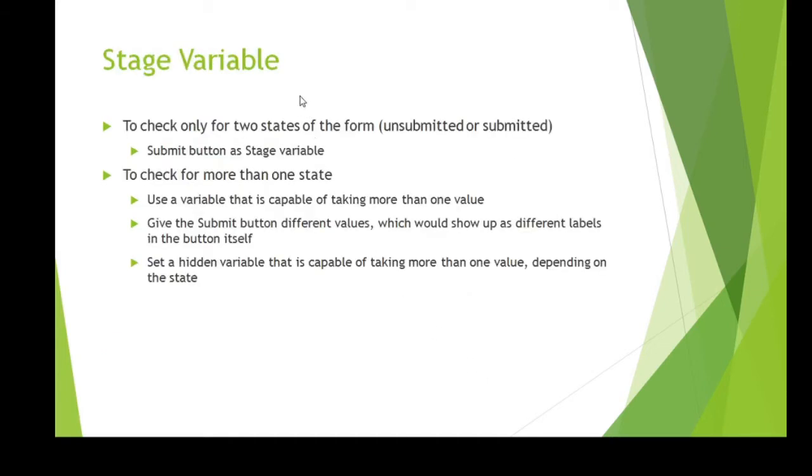We will be seeing the stage variable here. Suppose you want to check two states of the form, whether it is submitted or unsubmitted. In that case, you can have the submit button as a stage variable. Suppose you want to have more than one state. Suppose you want to clear the form controls, display something, or insert something. So there are different states you want the form to have. In that case, you can have a variable which will take more than one value.